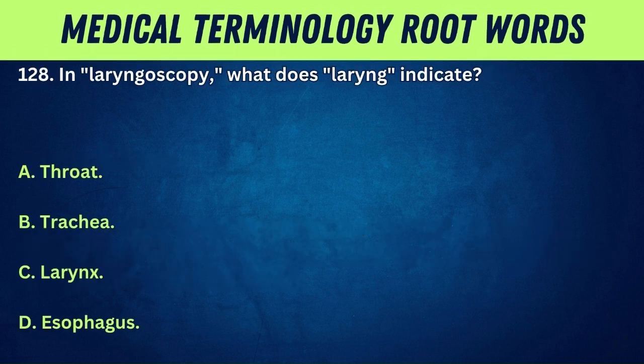B is correct. 128. In laryngoscopy, what does larynx indicate? A. Throat. B. Trachea. C.